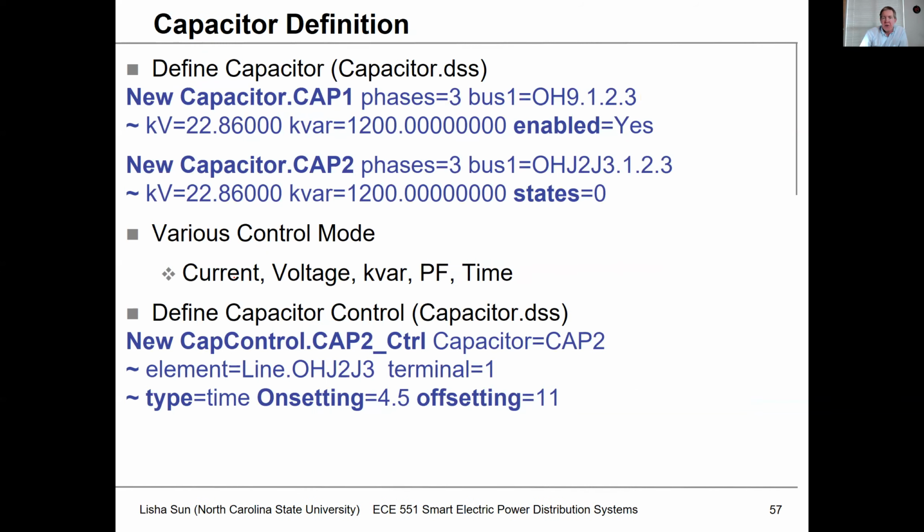So if you wanted to do capacitor control, you could define these two 1200 kVAR capacitors. And if you wanted to set up control on cap 2, you can have the initial state as 0. And then you can have the on setting based on time, let's say. So what we're doing in this case is turning it on at 4.5 hours and turning it off at 11 hours. This would be a time-based control. And you could set this up for switching on kVAR to a certain line segment, say at the substation as well.